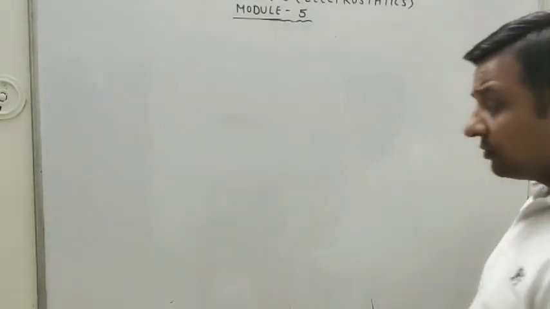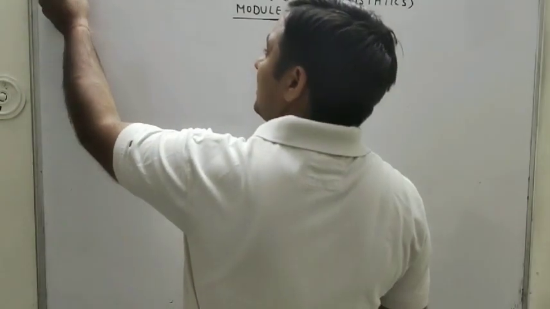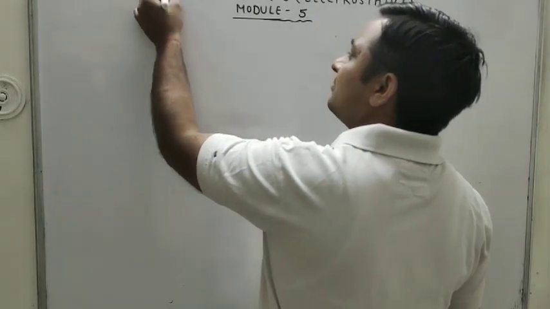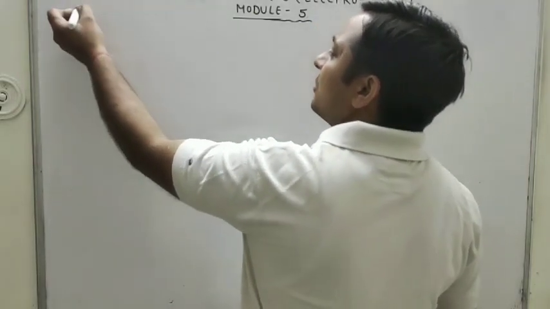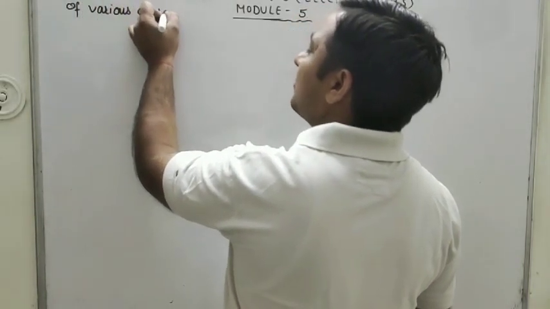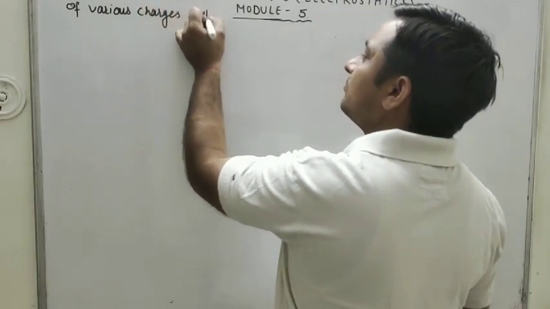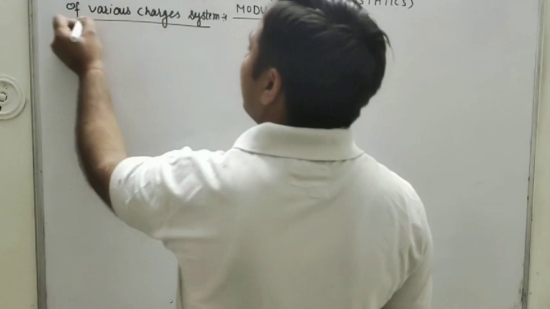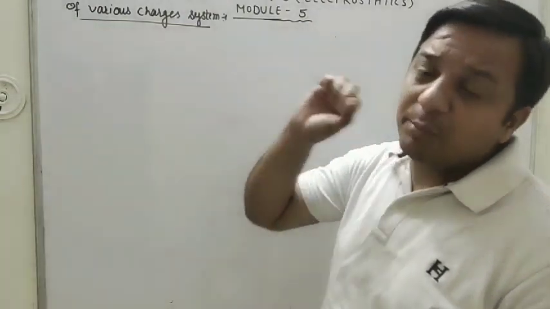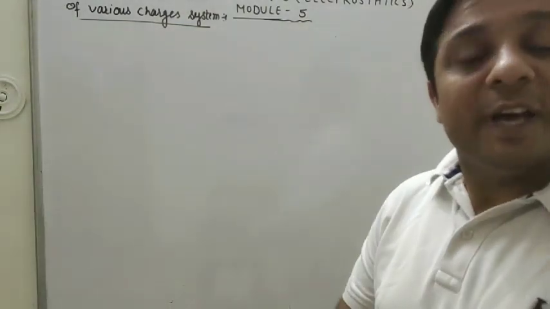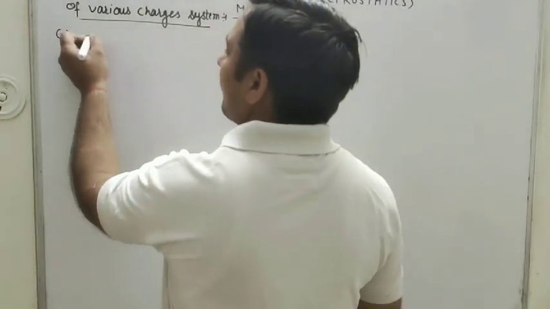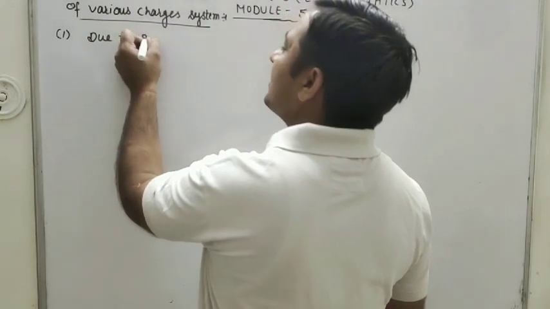Equipotential surfaces of various charge systems. So, dear students, we will draw the diagrams of different equipotential surfaces due to various charges. So first, due to a point charge.